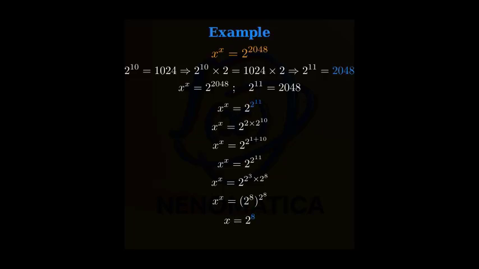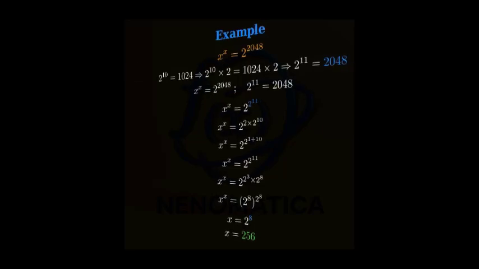Comparing with our original equation, x to the power of x equals 2 to the power of 2048. We can see that x must equal 2 to the power of 8. Finally, 2 to the power of 8 equals 256. Therefore, x equals 256. We have successfully solved the exponential equation, following the exact procedure shown in the original problem. The solution is that x equals 256.